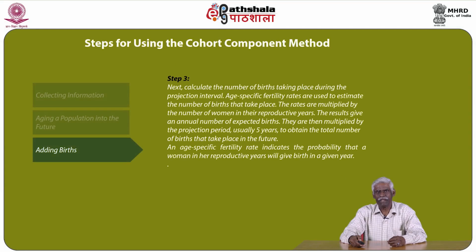The third step is adding births. That is, calculate the number of births that are taking place during the projection interval. Age-specific fertility rates will help you to estimate the number of births that have taken place. The rates are multiplied by the number of women in their reproductive years, and the results give an annual number of expected births. They are then multiplied by the projection period, usually 5 years, to obtain the total number of births that will take place in the future. The age-specific fertility rate indicates the probability that a woman in her reproductive years will give birth in a given year.